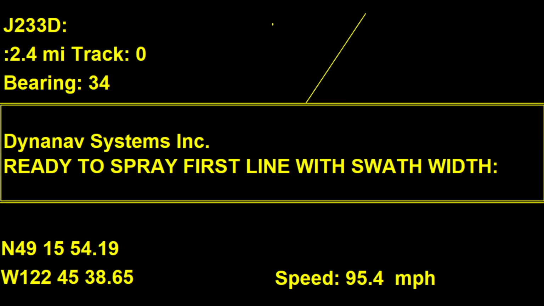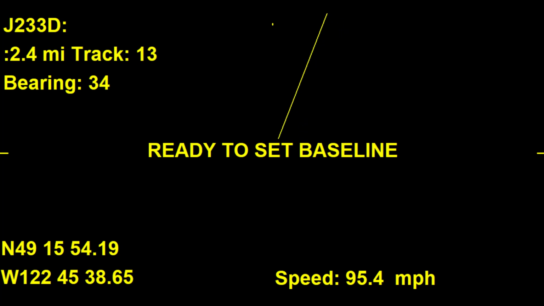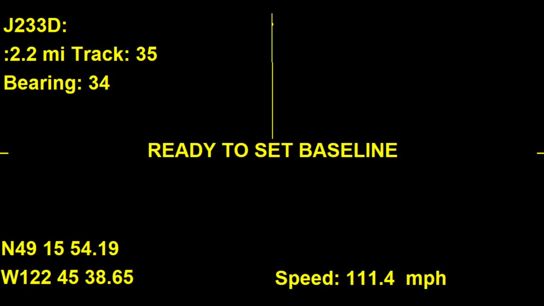It'll immediately give you a navigation to that window, and it's ready for you to spray the baseline or use your enter to mark your baseline. So you can see you've got your distance, your track, your bearing, the lat and long of what I stored, and the speed at which you are at this moment in time. It's a full RMI navigation system.